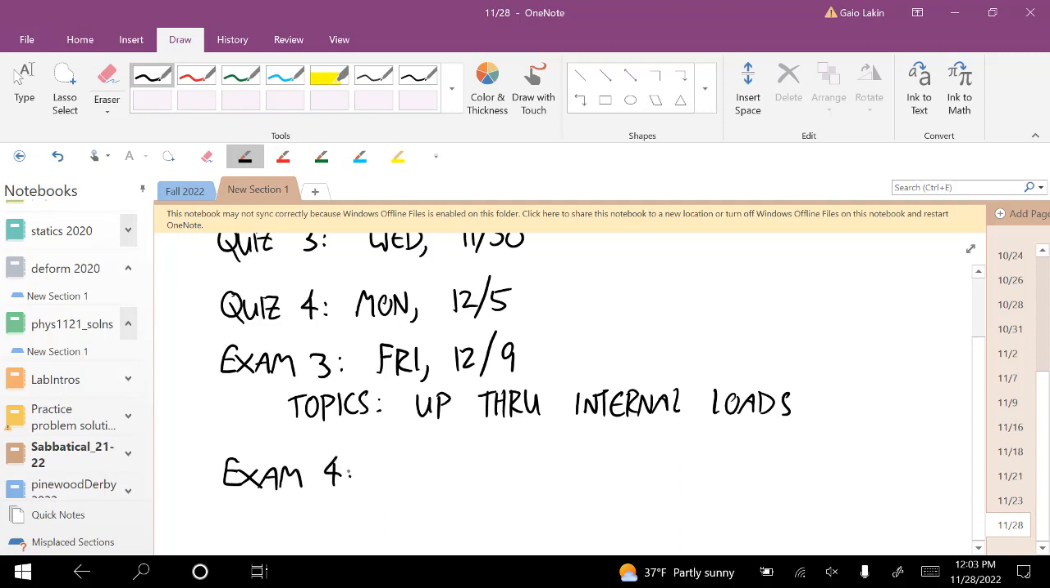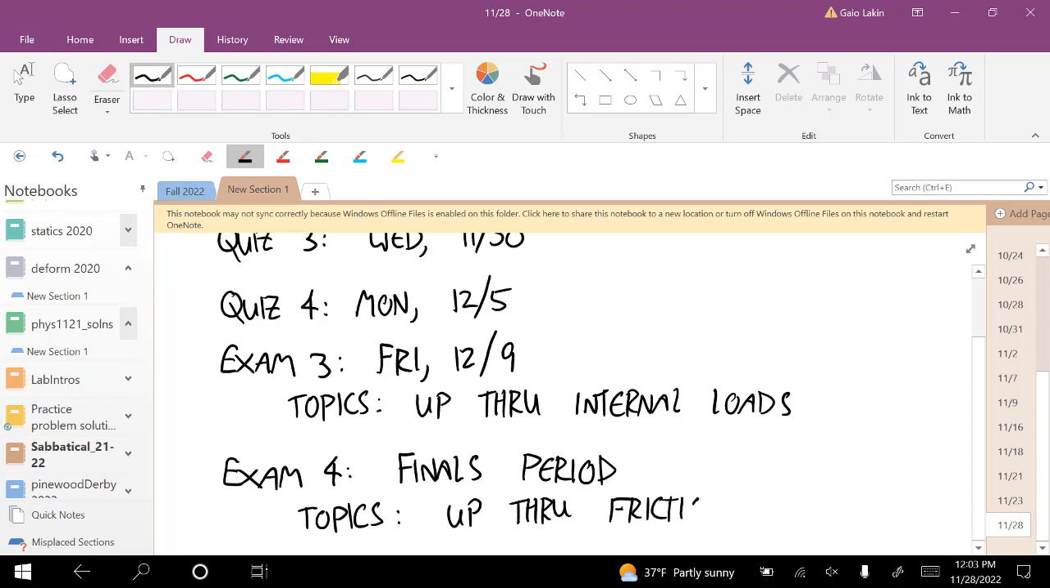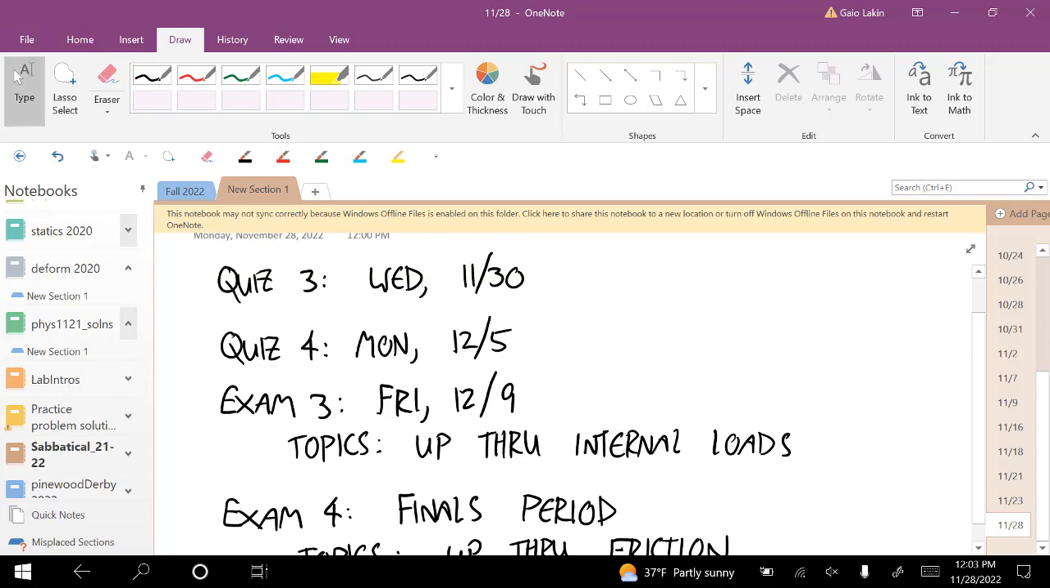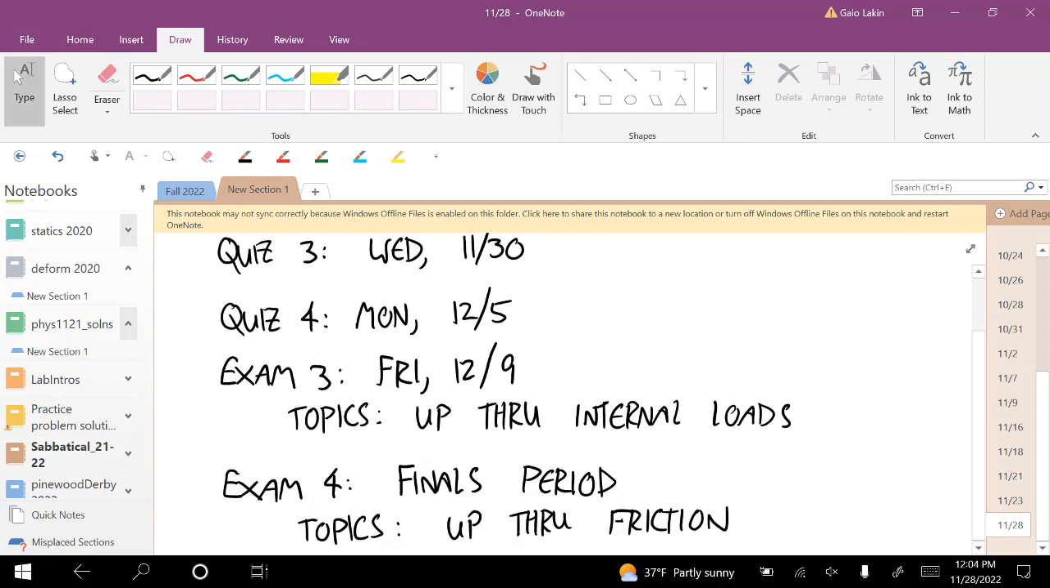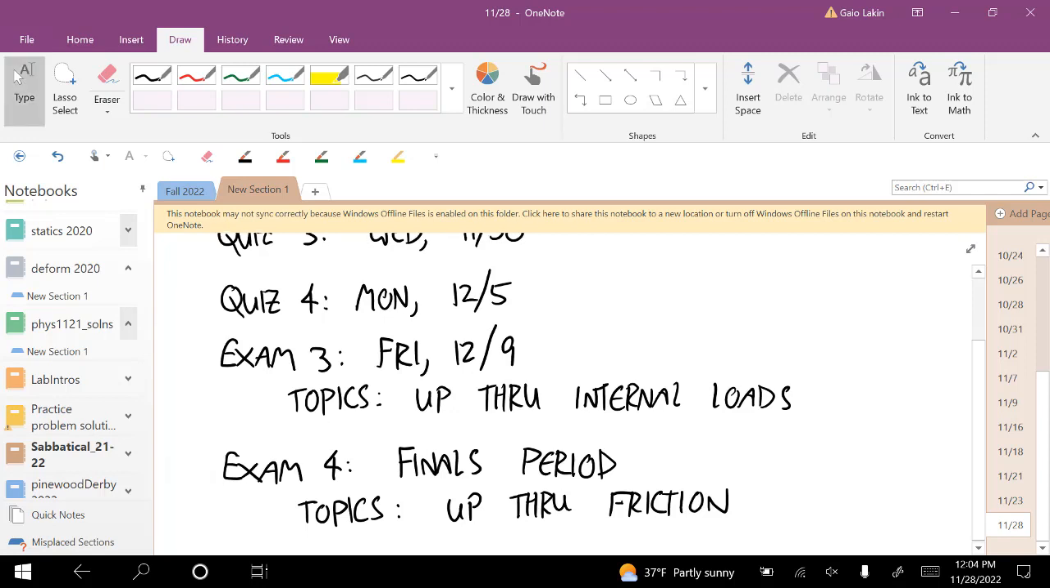And then exam 4 is during our finals period. I'll get you that information. And the topics for that will be everything up through friction. Okay, so that's everything you have left. There will be, I guess, one more regular homework assignment. Any questions about that? I don't know about a weekly one, but there'll be one more daily assignment.